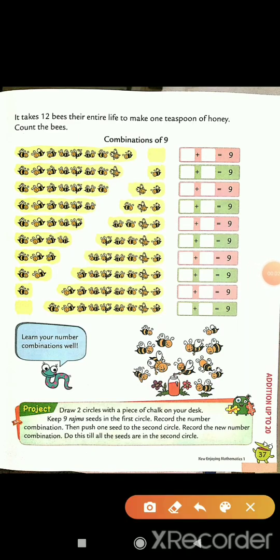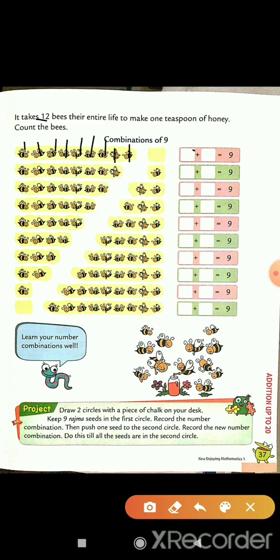Next, it takes 12 bees their entire life to make 1 teaspoon of honey. Count the bees. Now, for the combinations of 9, we have to count the bees. Let us start. First, 1, 2, 3, 4, 5, 6, 7, 8, 9.